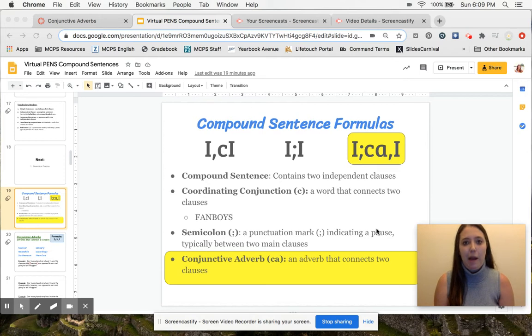We are still talking about compound sentences, and today we're focusing on the third formula for compound sentences, which is I semicolon CA comma I. And again, that CA stands for conjunctive adverb, which is a really fancy name that you don't necessarily need to remember, but you should be able to identify it in the formula. Know what kind of words are conjunctive adverbs, and they connect two clauses. Again, a compound sentence has two independent clauses.